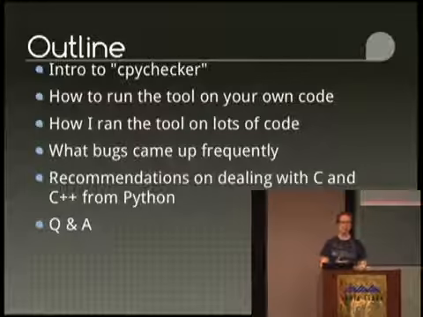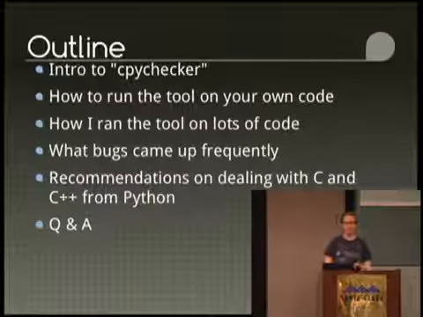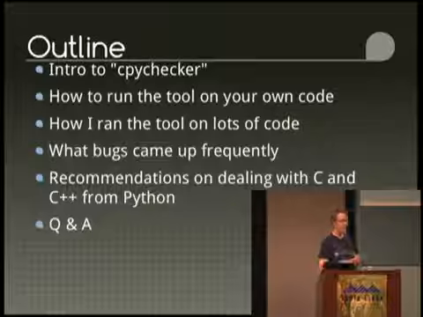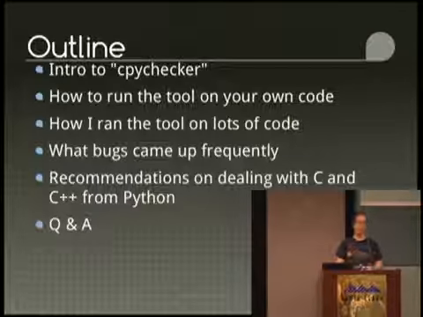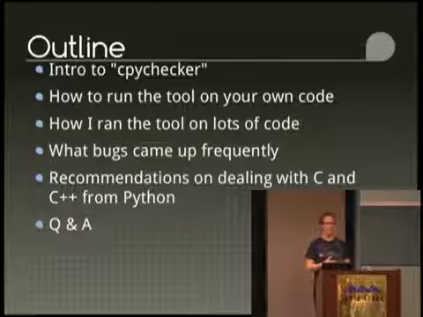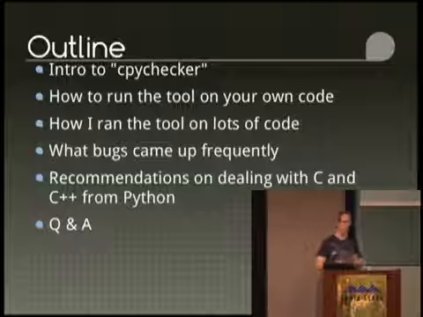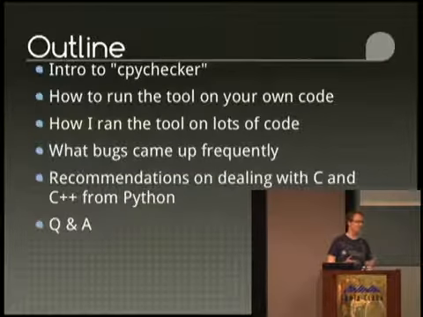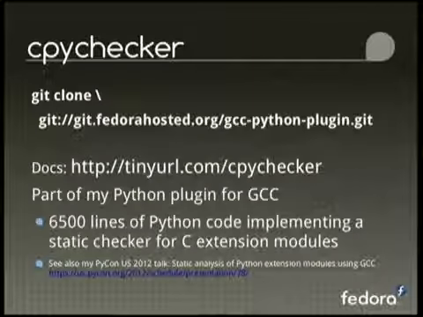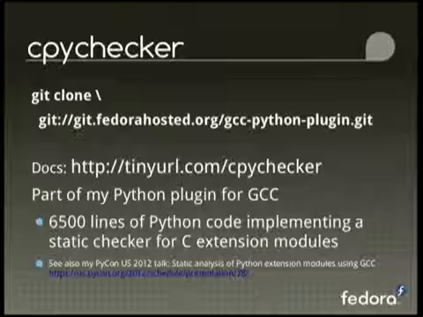So I'm going to be talking about cpychecker, which is the analysis tool that I wrote, and what it does and how you would go about running it on your own code. And then talking about my experiences running it on hundreds and hundreds of extension modules, so that you can do that writing Python scripts that run as your C code is being compiled, injecting new compile time warnings or visualizations or whatever. So cpychecker lives as the major example within the Python plugin source tree.